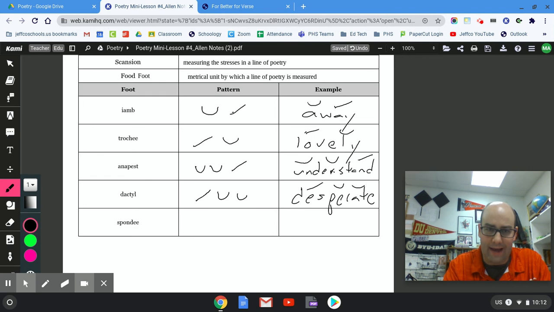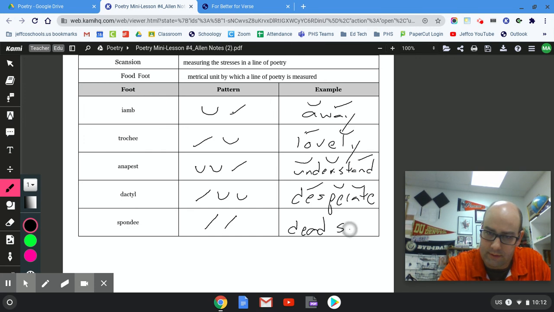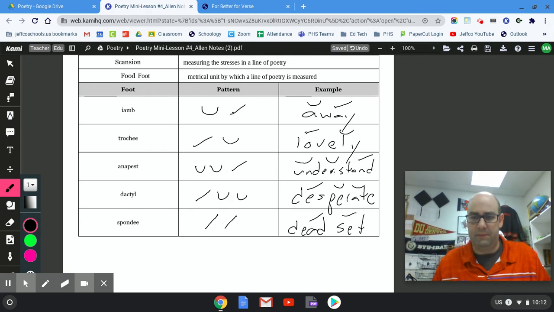The last one we have is a spondee, and spondees are different. They are 2 stressed syllables right next to each other. They're usually 1-syllable words that are next to each other. So all these other ones have been a multi-syllable word in some cases, or the foot pattern has been within one word. Not always, but oftentimes it is. And this one is oftentimes in multiple words. So the example we're going to give is dead set. Dead set. So if those words are both there, it's a spondee.